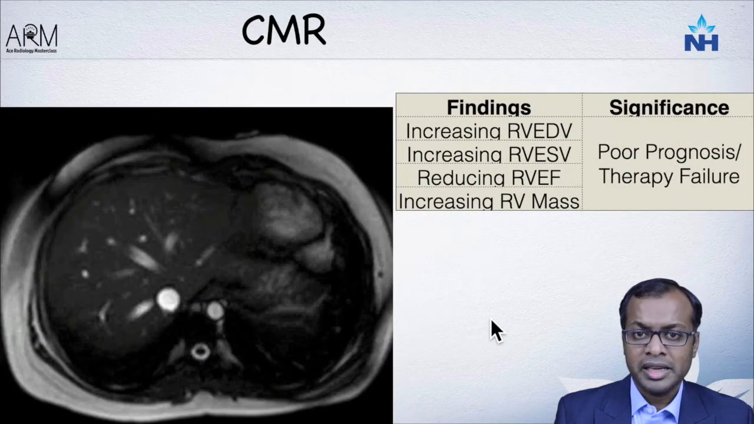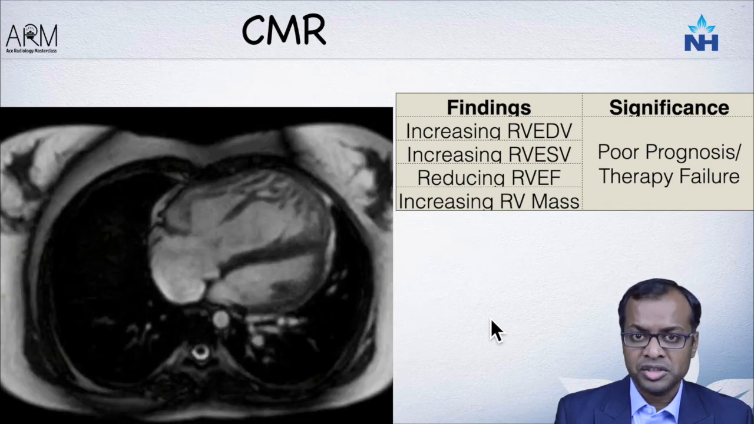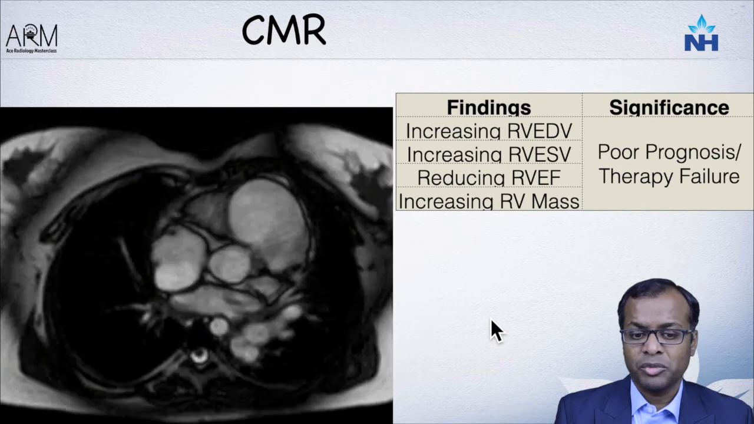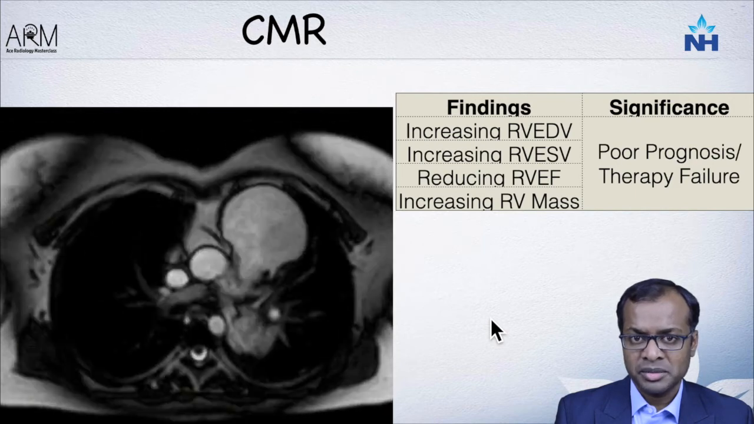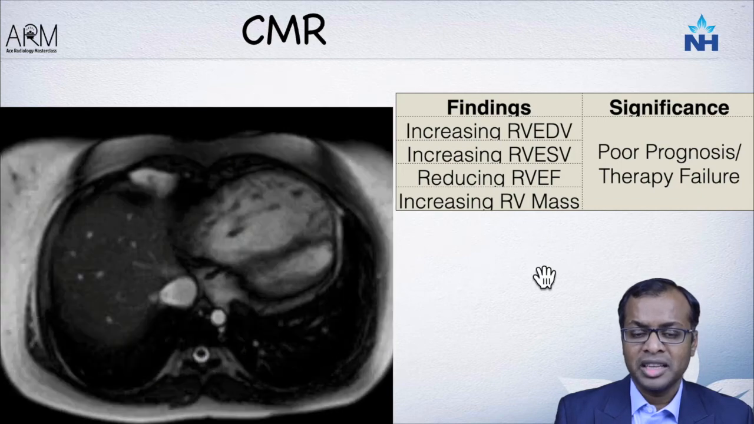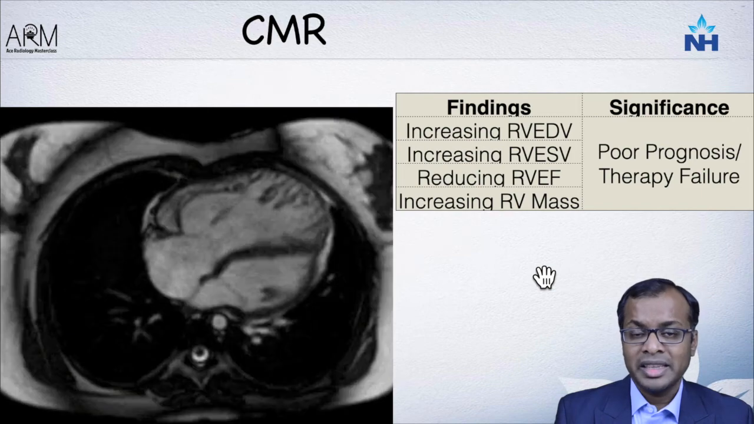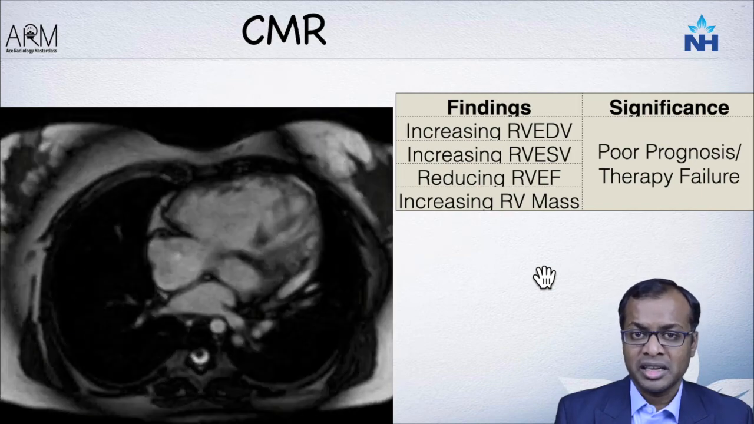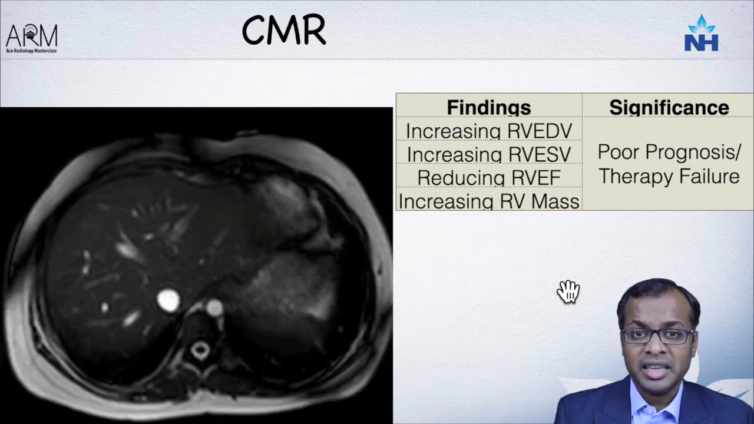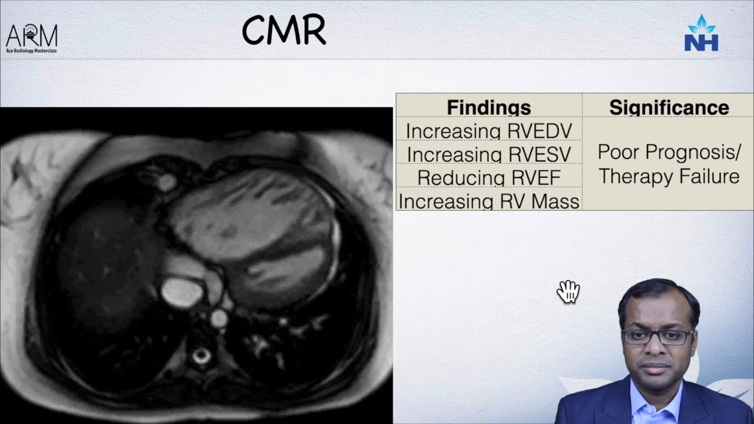Cardiac MR is extremely useful in assessment of the right ventricular function and volumes, because these have significant prognostic implication in these patients. For example, if you see a patient where the end diastolic volume of the RV is increasing, or the end systolic volume is increasing with reduction in the RV function, it all signs to a poor prognostic feature in these patients.